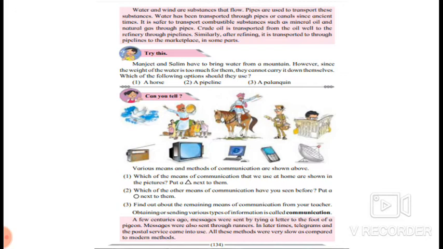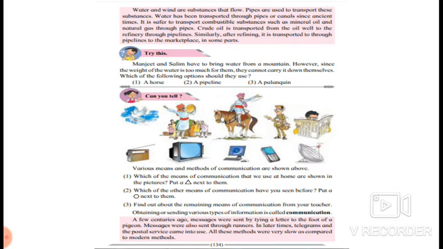Try this. Manjit and Salim have to bring water from a mountain. However, since the weight of the water is too much for them, they cannot carry it down themselves. Which of the following options should they use? A horse, a pipeline, a palanquin? Can you tell? Various means and methods of communication are shown above.